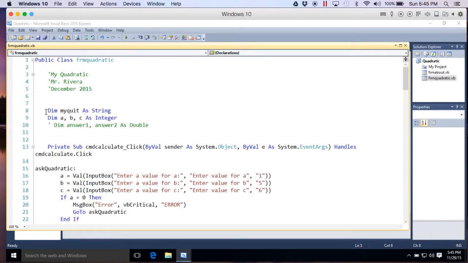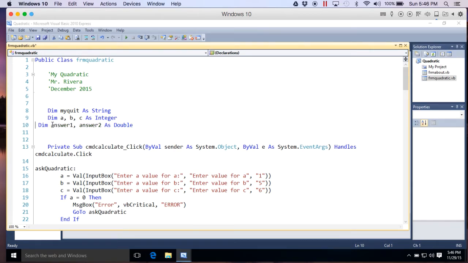In terms of variable declaration, here is a variable that I need to declare. I called it myQuit for my exit function. When I want it to quit, I need the answer to be stored. So I use that. Dim A, B, C as integer. Whatever number they type for A, B, and C has to be stored somewhere.